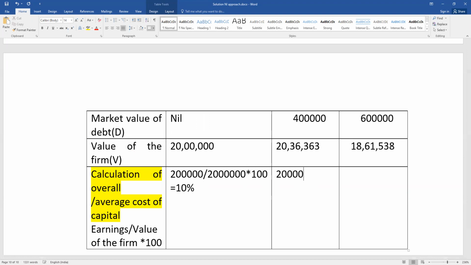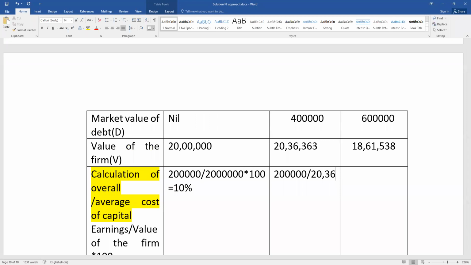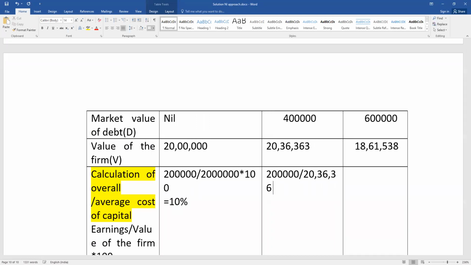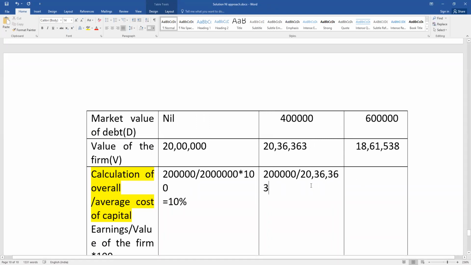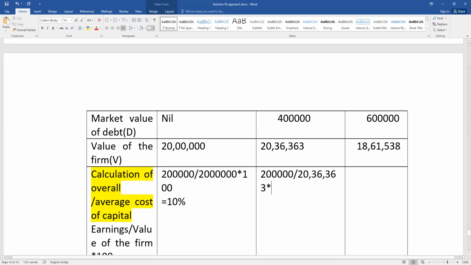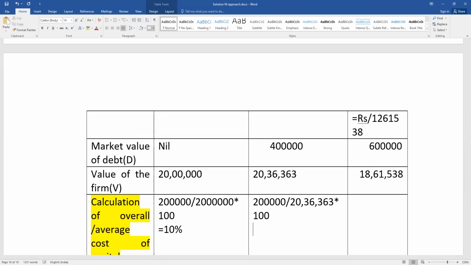Now next, the earnings are the same 2 lakhs divided by the value of the firm we have just now calculated, 20 lakhs 36,363, into 100. The rate is 9.8%.